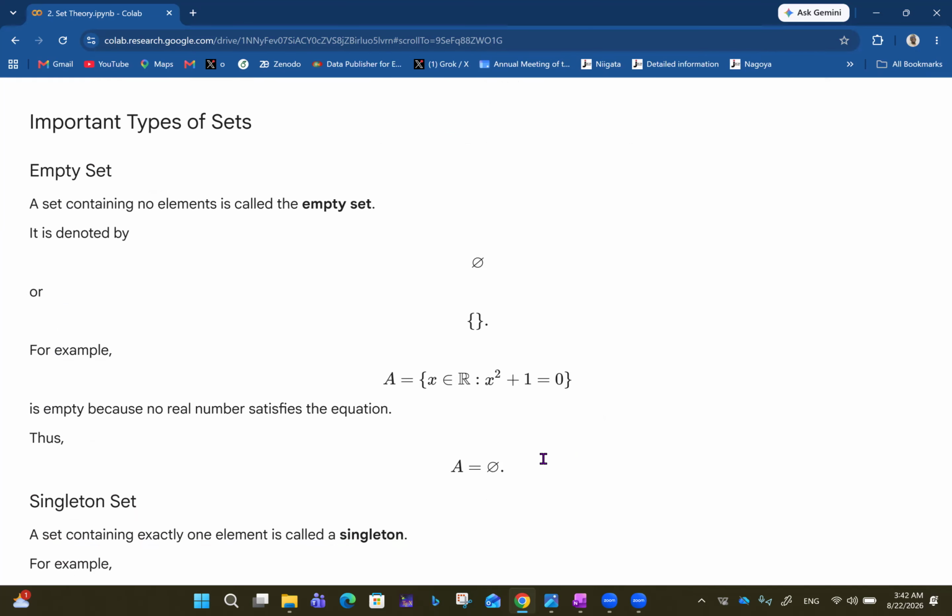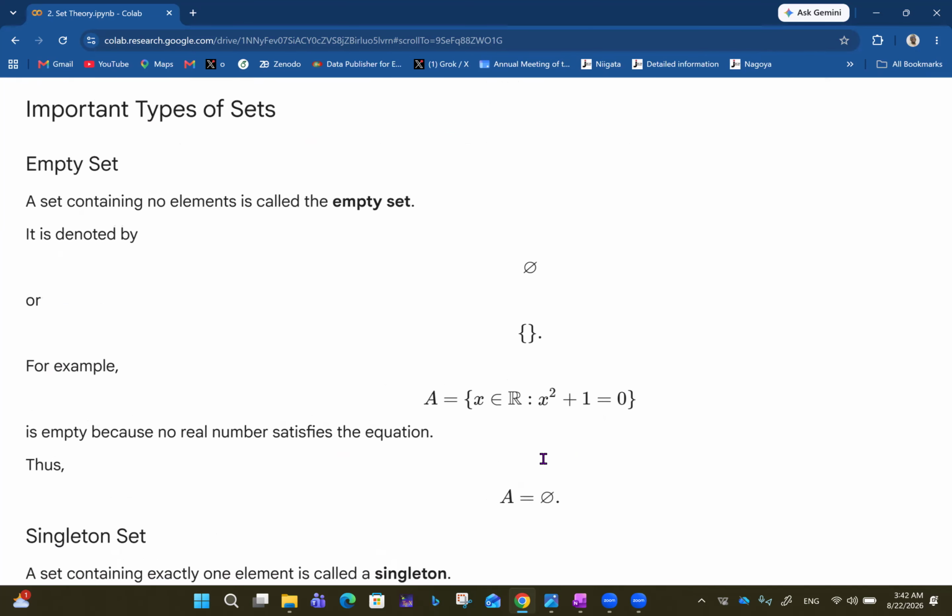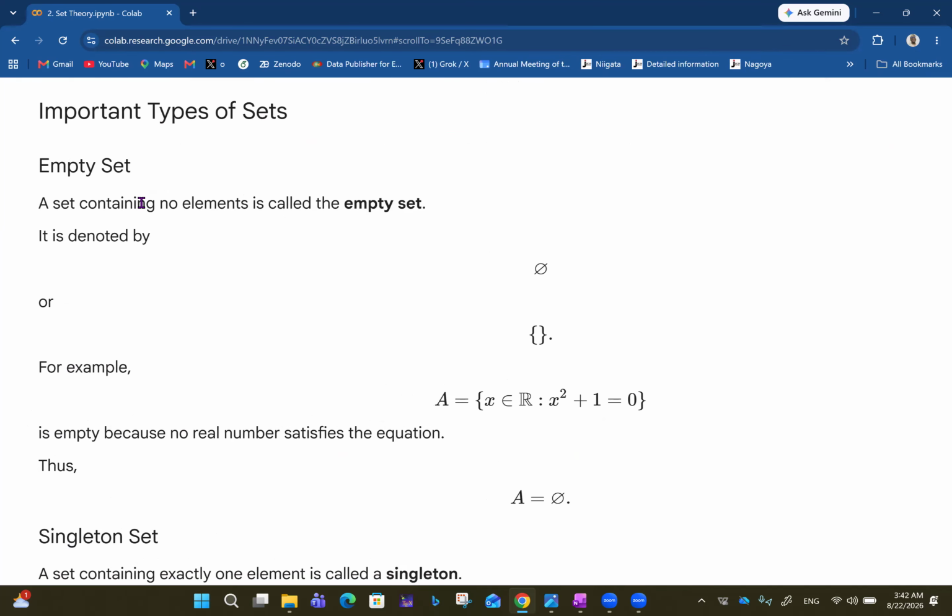So, important types of sets then. We have the empty set. A set containing no element is called the empty set, and it is denoted by this sign, or this one now. Then, for example, A is the collection of all x such that x squared plus 1 is equal to 0.